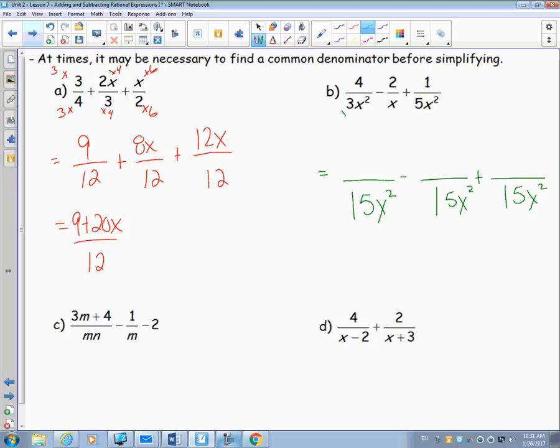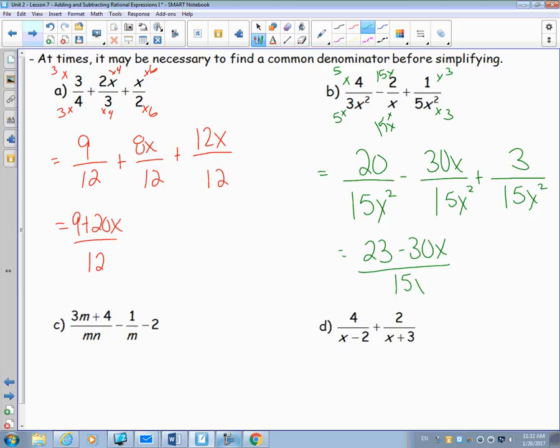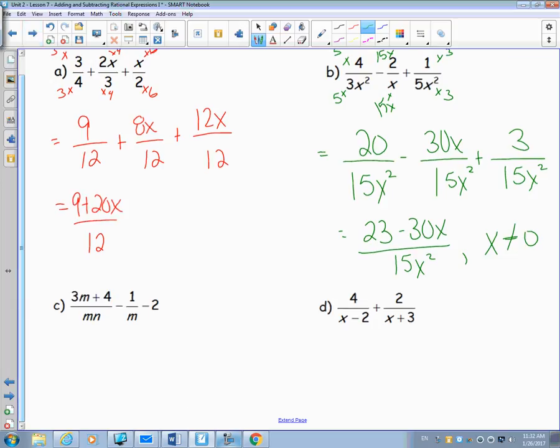How do I get that? I got to times this by 5. So I got to times that by 5. This is a tricky one. I got to times this thing by 15x. And the last one I got to times it by 3. Now I can collect. I'll get 23 minus 30x, no like terms there, over 15x squared. My restriction, x can't be 0. Again, I couldn't simplify this one because nothing on the top can be factored. And let's try the next one.